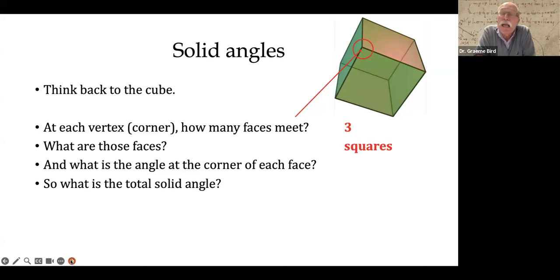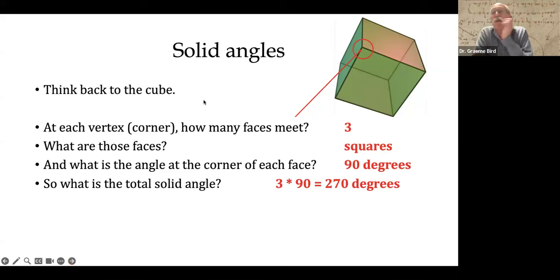And what's the angle at the corner of a square? How many degrees is the corner of a square? It's one that we all know, right? 90 degrees. So what's 3 times 90? A little bit of mental math. 3 90s, 270. So the solid angle at the corner of a cube is 270 degrees. Okay. Now we're going to do all 5 of them and we're going to see what's going on. Okay, next.